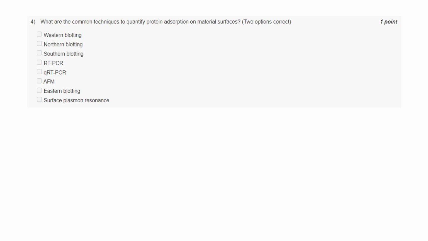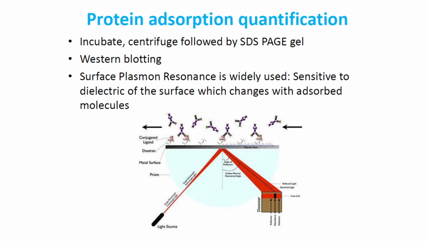Let's look at the answers. So the right answers are Western blotting and surface plasmon resonance. So whoever answered first, you were right with one option, and the other was surface plasmon resonance. So these are the methods where we can quantify protein adsorption. First, let's say you have a biomaterial, you put it in some serum or body fluid extracted from a patient, and then you incubate the material with it, and then you centrifuge it, and then you subject it to something known as SDS page.